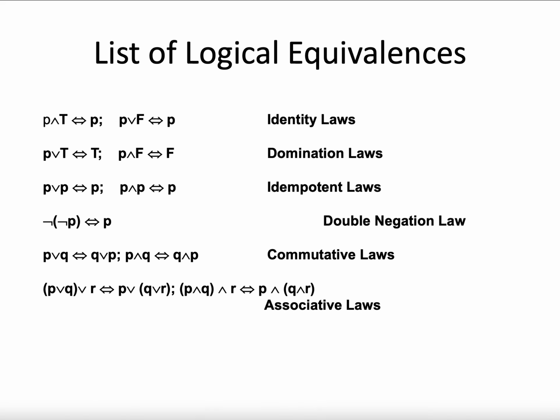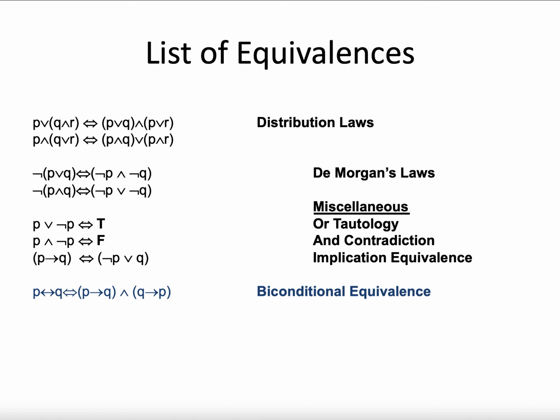Now this is your cheat sheet in terms of the list of logical equivalences. This is what we've been talking about. You have this in Zybooks as well. These are your identity laws, domination laws, idempotent laws, double negation law, commutative law, and associative law. Have these handy because these are basically laws. You're going to use these to actually prove different things. And then these are going to be your distribution laws, De Morgan's laws, and miscellaneous. So just have them handy just in case.